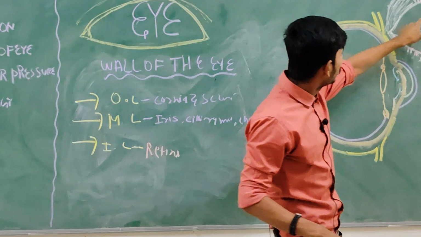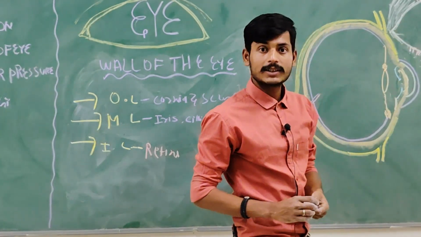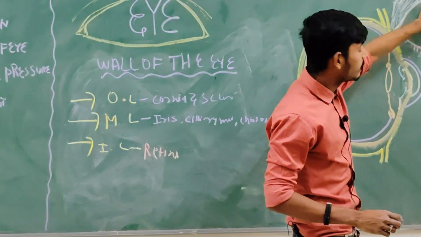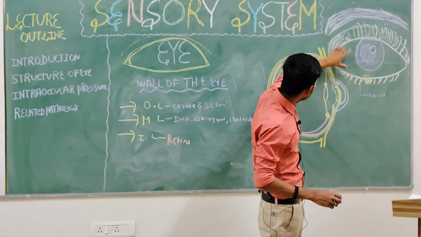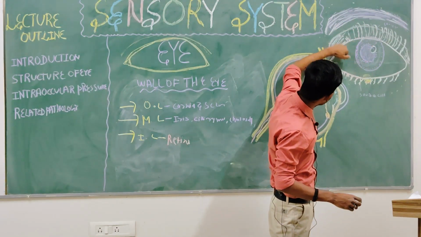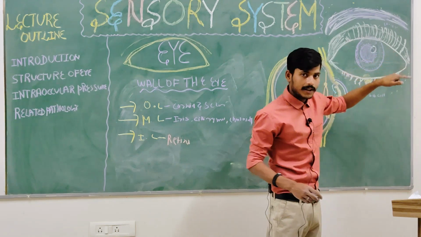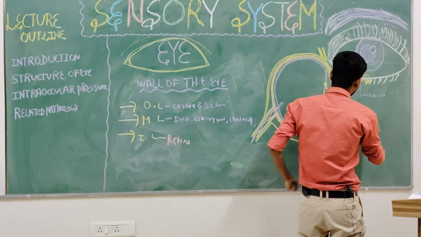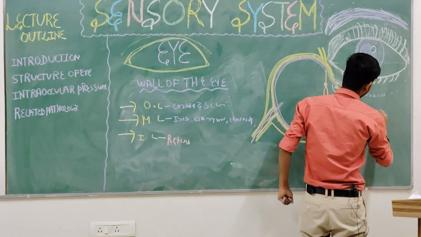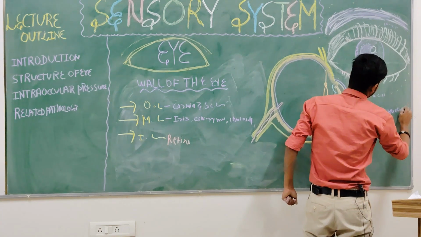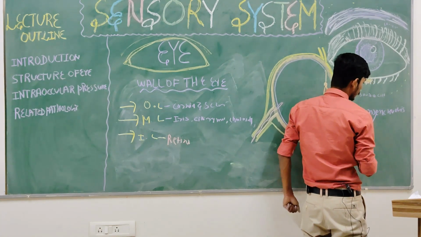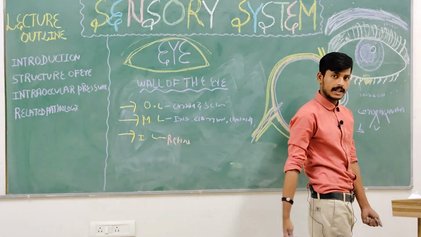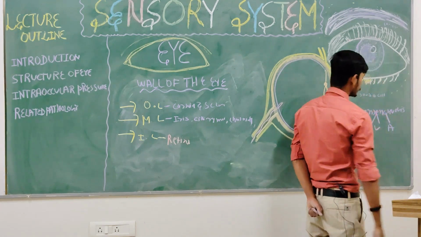But one thing I forgot to mention is the conjunctiva. Conjunctiva is a membrane which covers the sclera, the scleral portion of the outer wall of the eye. Sometimes inflammation also happens there. That condition is called conjunctivitis. It can be bacterial, it can be viral, and it can be due to allergens. Due to allergens it also happens.